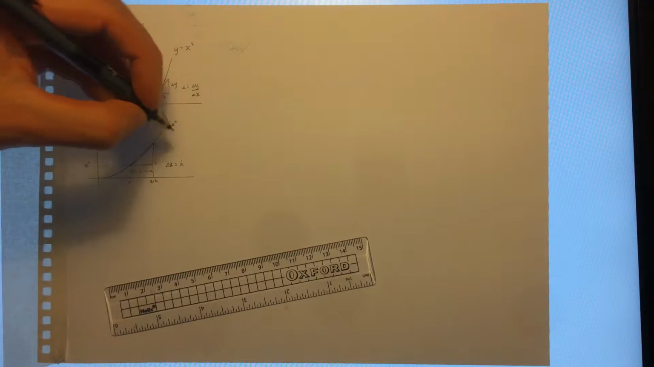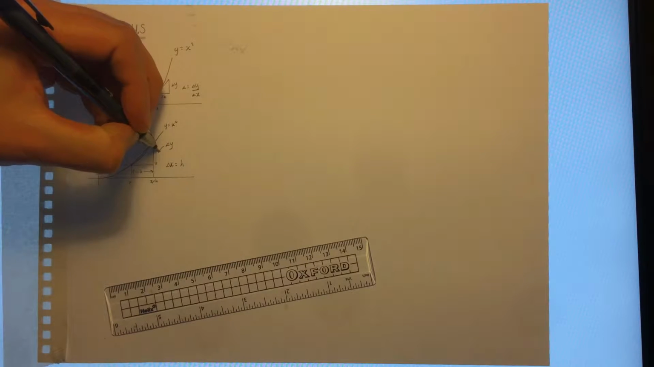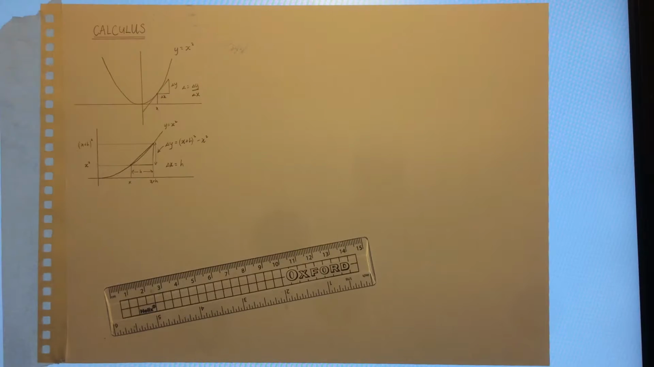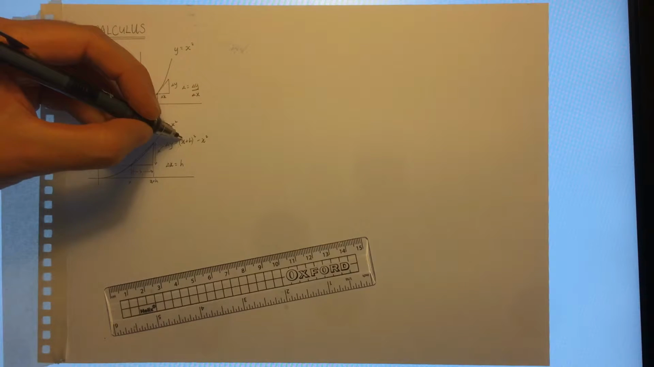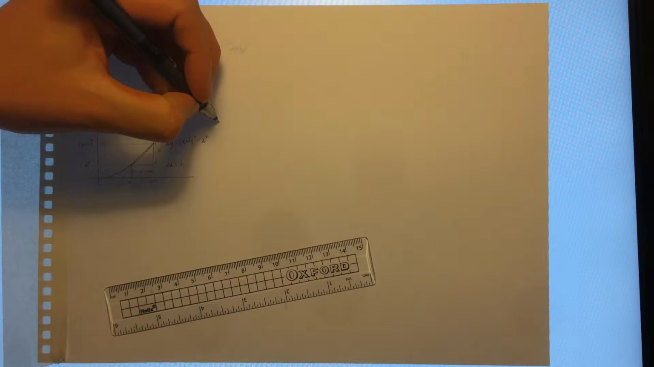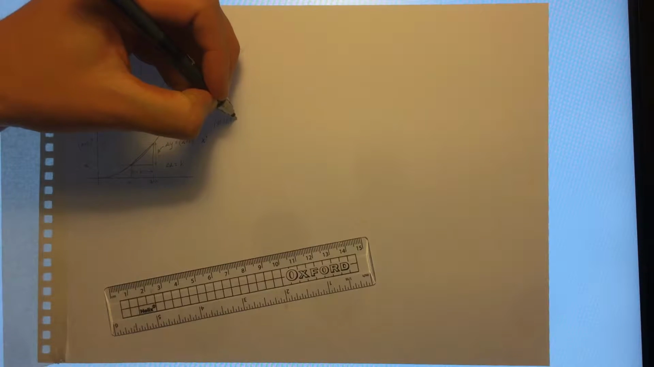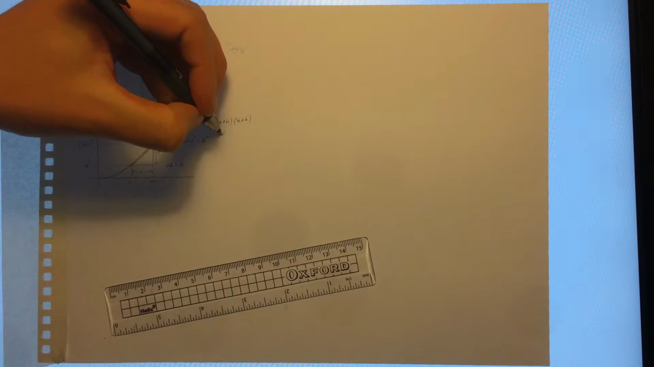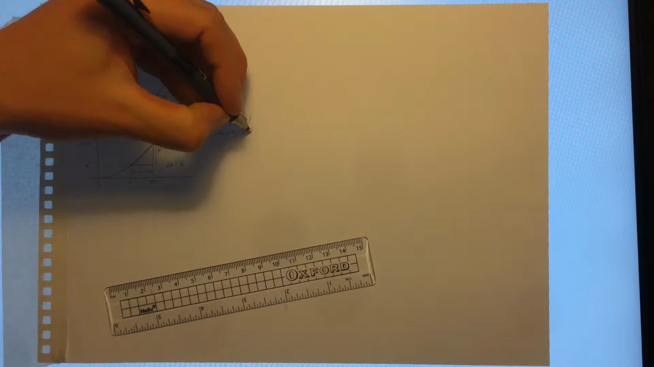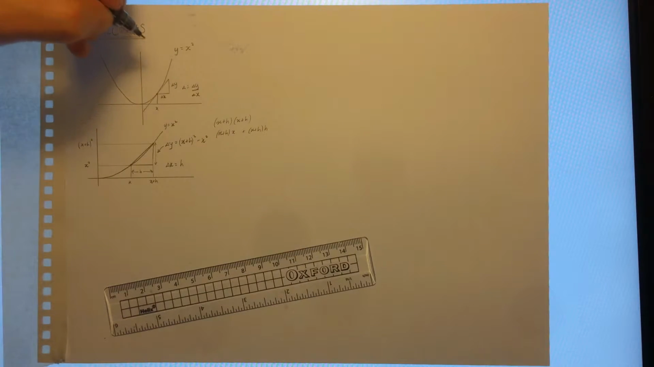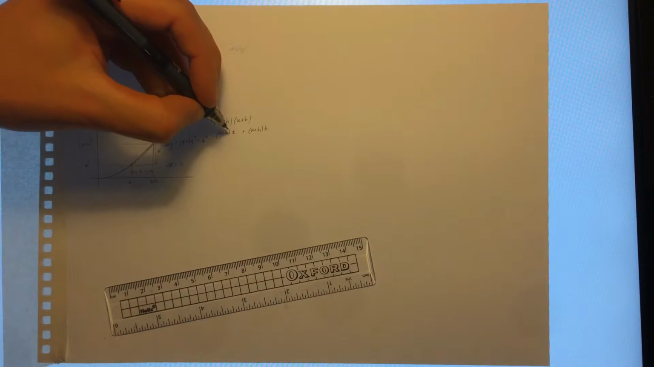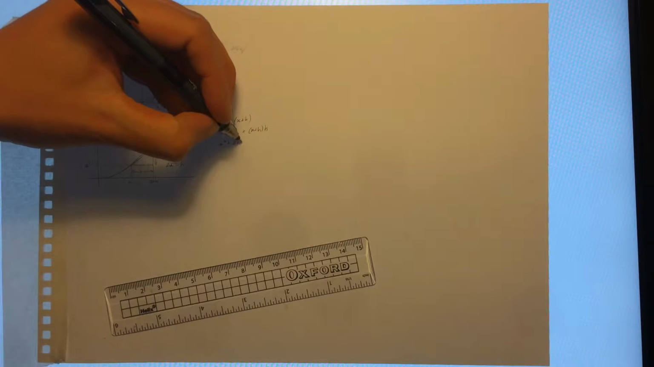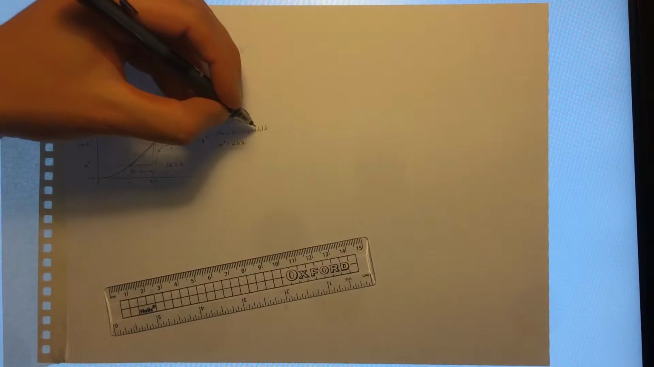And so this is just, well, what is x plus h squared? x plus h times x plus h, which is xx plus hx plus xh, which is another hx. So we've got x squared plus 2hx, and we've also got an hh.